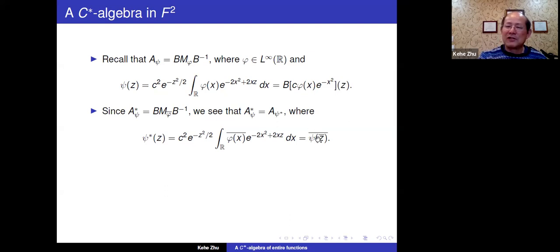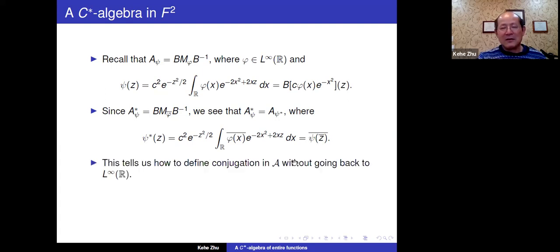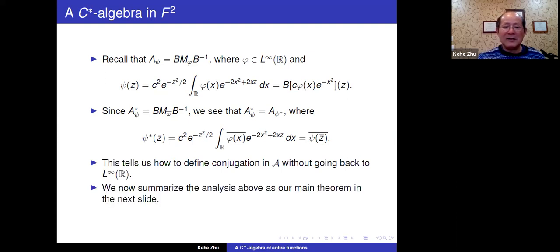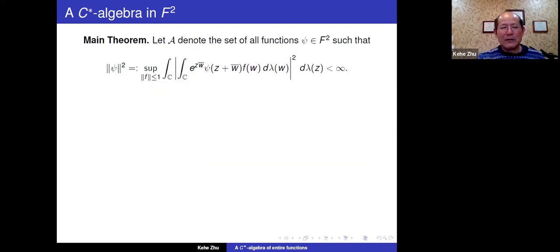Remember, this star operation does not work for the disk algebra. It does not work for H infinity. But luckily, it works for this particular context. And of course, I know it works because everything came from L infinity. Okay, so now I've got everything, all the pieces. And if I put all the pieces together, then what I get is the following result.